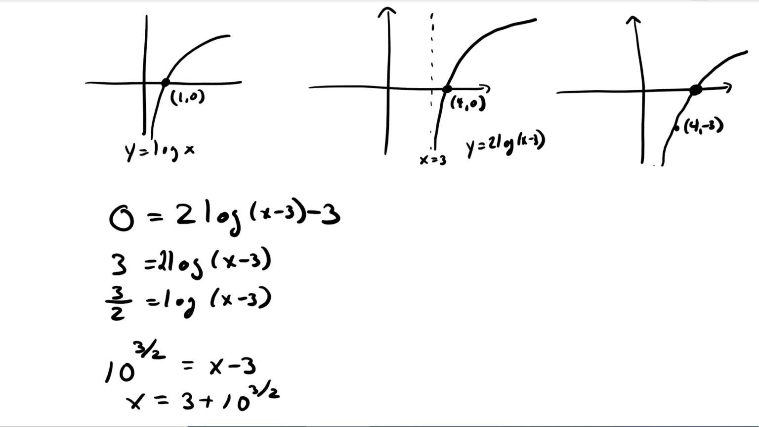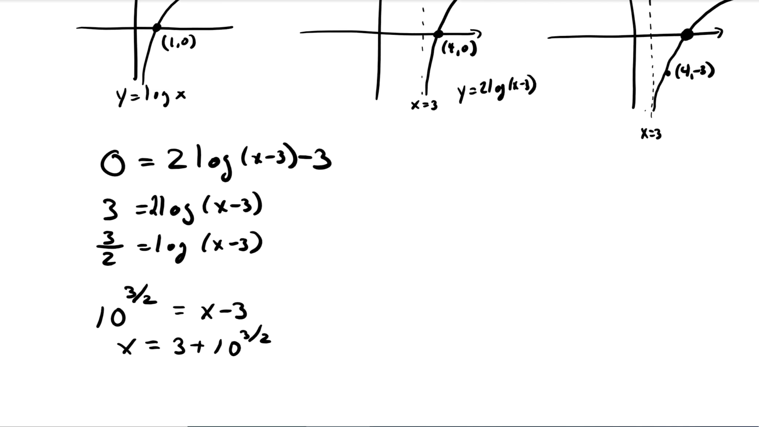Which makes sense, by the way. I didn't write it here, but the vertical asymptote is still the same. So my x-intercept is above 3. I can see that 3 plus something is above 3, which makes sense. If you calculate this, it's actually pretty large. It's 34.62.